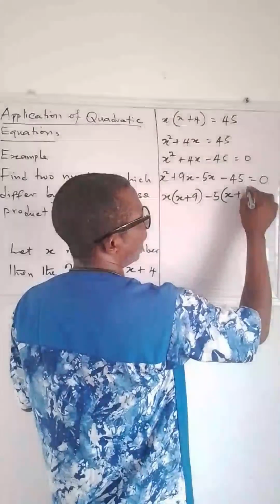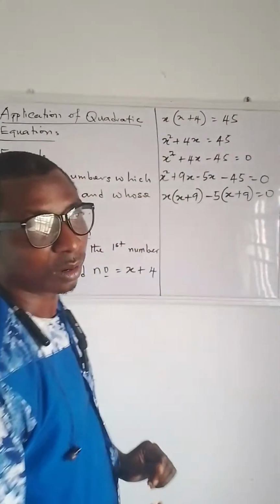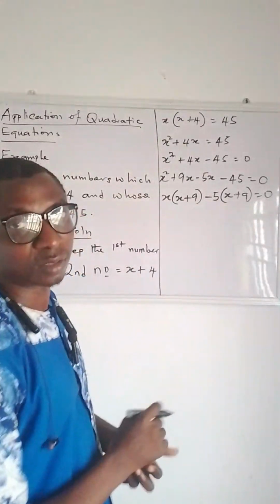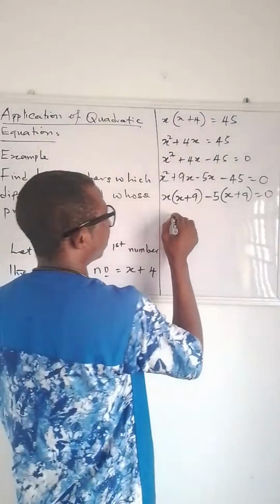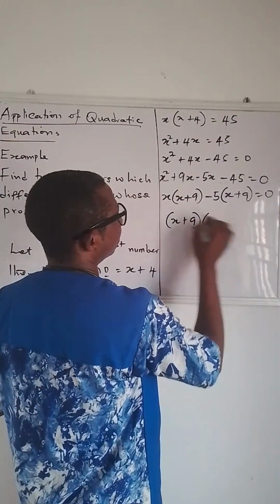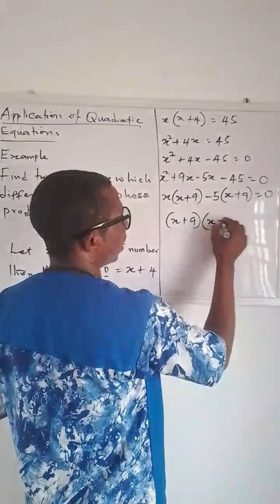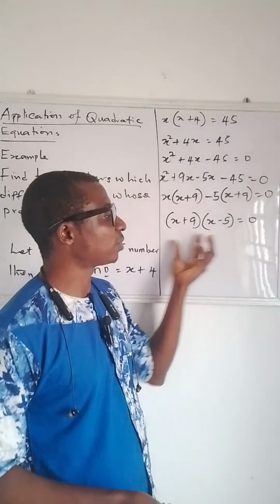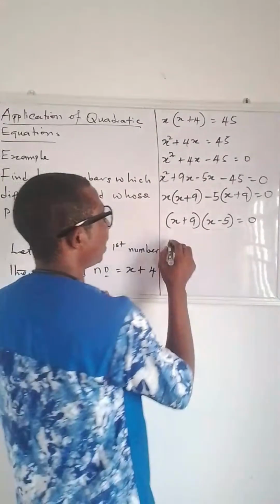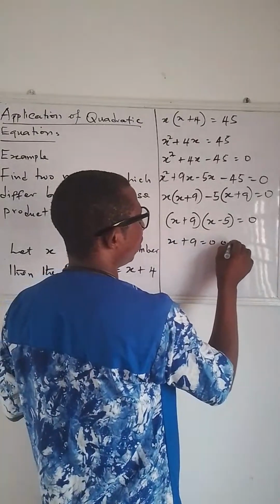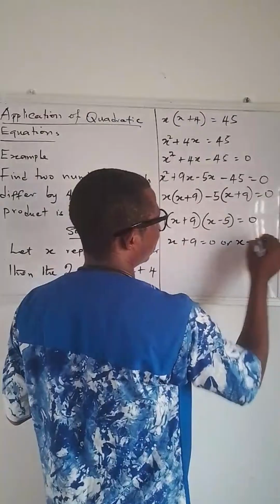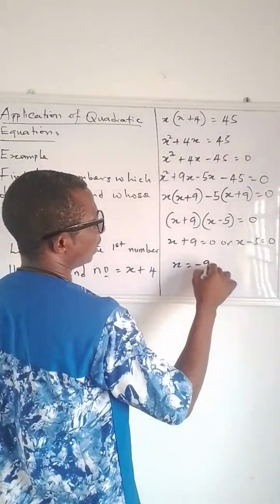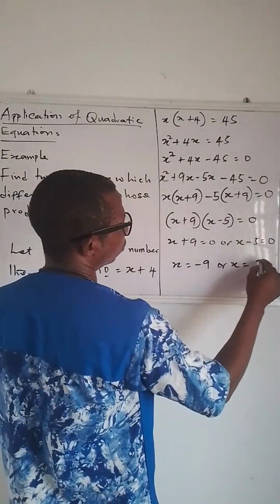So plus 9 equals 0. All right, now let's look at what we have in the brackets. It's common, so you factor out x plus 9. Then you pick this, that's x minus 5 equals 0. So we have two numbers multiplying each other to give 0. So either x plus 9 equals 0 or x minus 5 equals 0. So now that means x equals minus 9 or x equals 5.